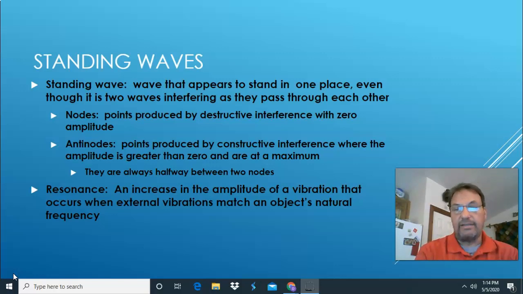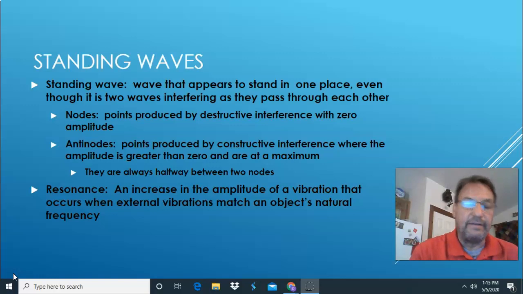If by chance a crest is knocked down by a trough and there is zero amplitude, meaning that there is no crest above the resting point, this is going to be called a node. And then anything else is an antinode, where points produced by constructive interference where the amplitude is greater than zero and are at a maximum, and that's going to be antinodes. And they're always halfway between two nodes. In other words, they're always going to be between two resting points of that particular wave.